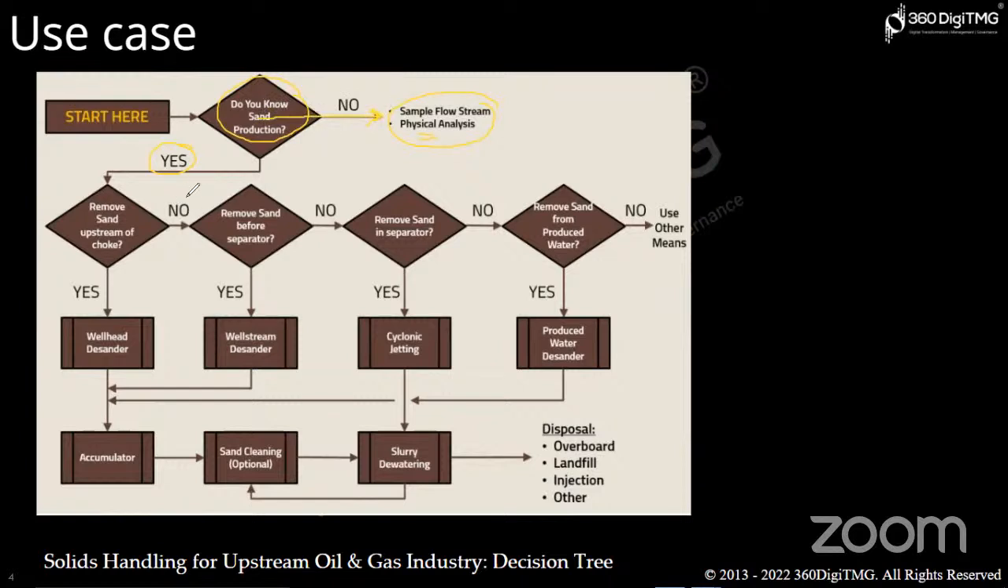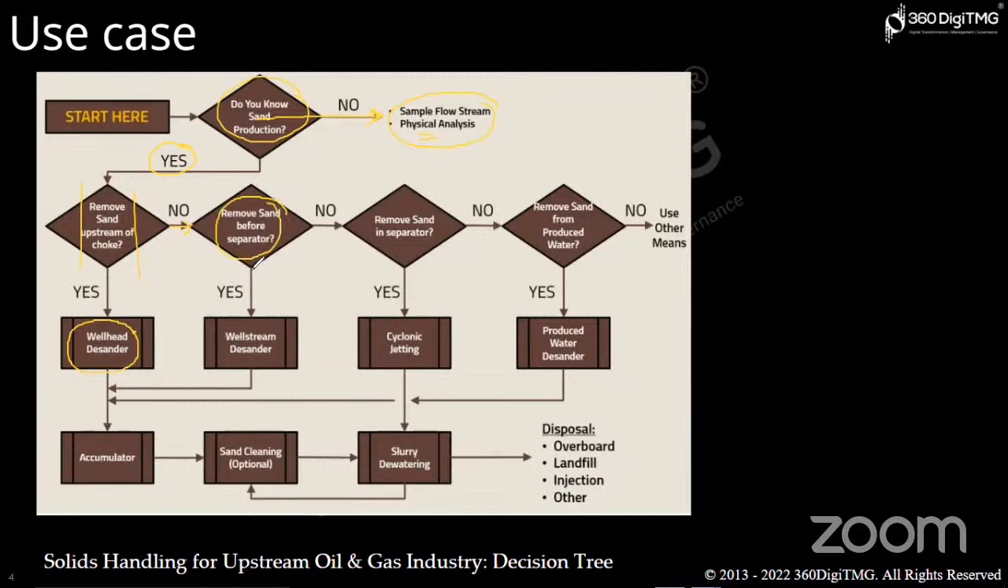And what if it is yes? If I know what the sand production is, what do I have to do? I have to remove the sand upstream of the choke. If yes, the value will be wellhead desander. In the same way, if the value is no here, what will happen? I have to remove the sand before the separator.